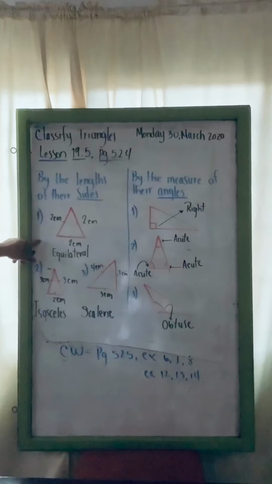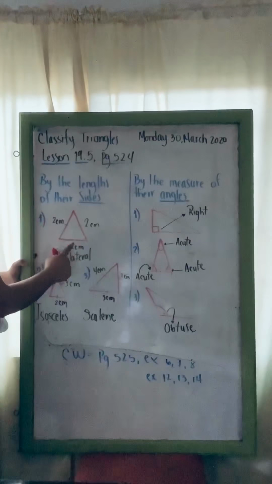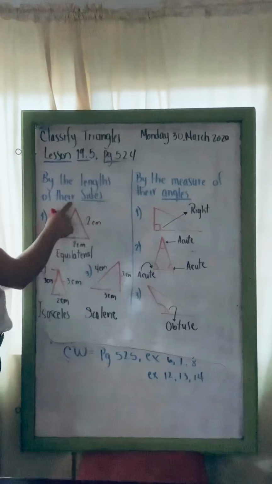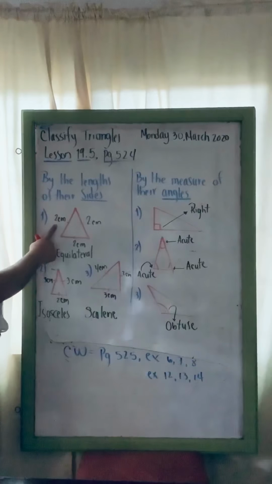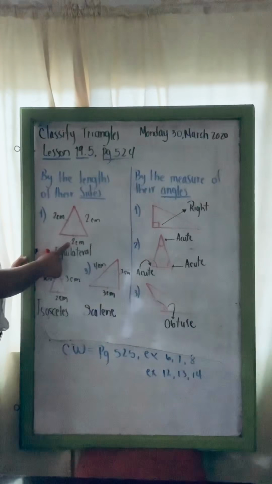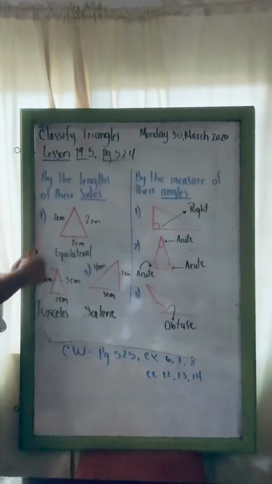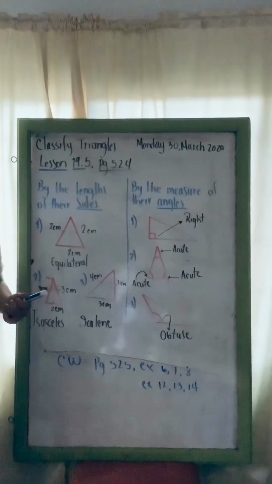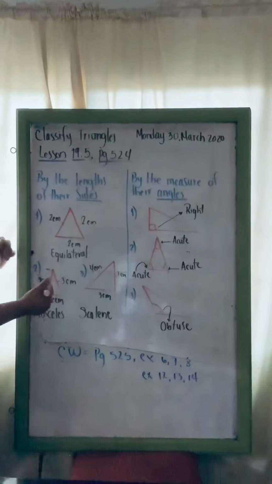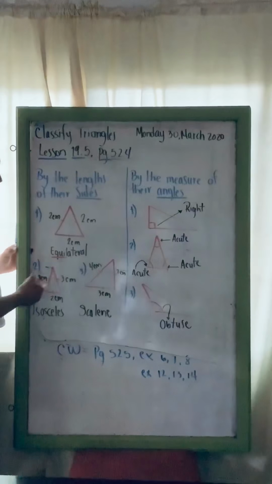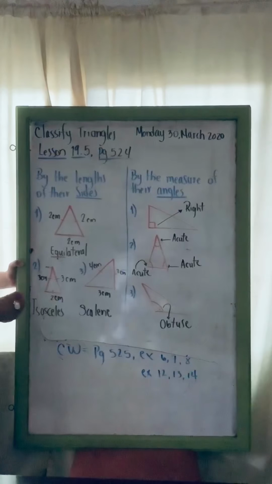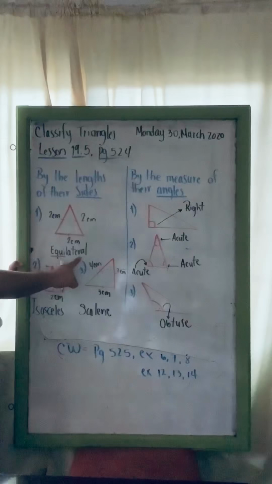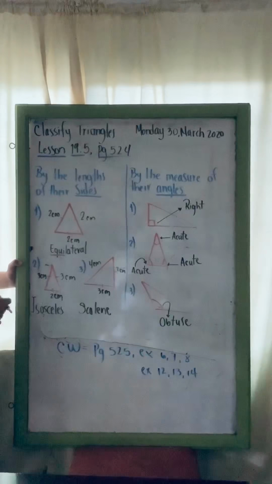In this case, if you notice, we have a triangle in which side number 1 measures 2 centimeters, side number 2 measures 2 centimeters, and the third and last side of the triangle measures 2 centimeters too. So in this case, what happens is that we have 3 sides with the same measure. In this case, we will call it an equilateral triangle. The word equilateral means equal sides. So that's why this triangle is called an equilateral triangle.